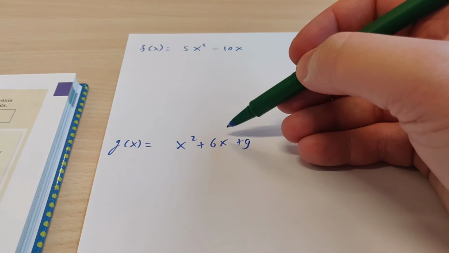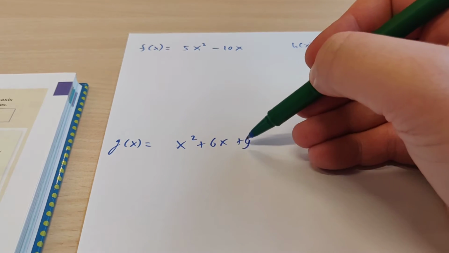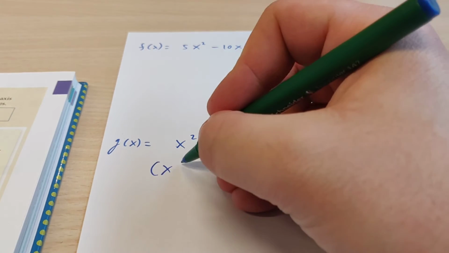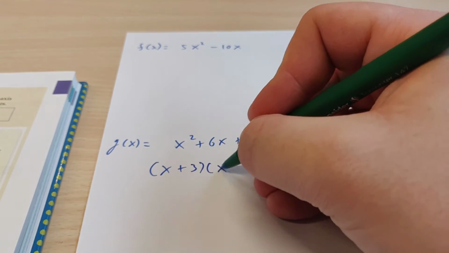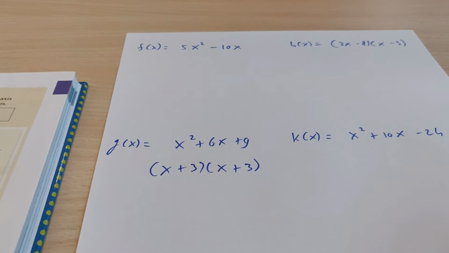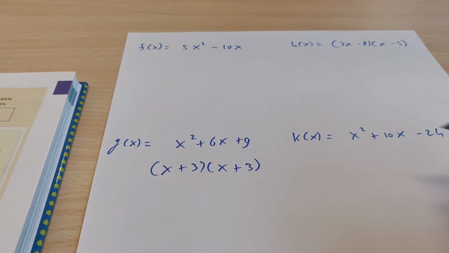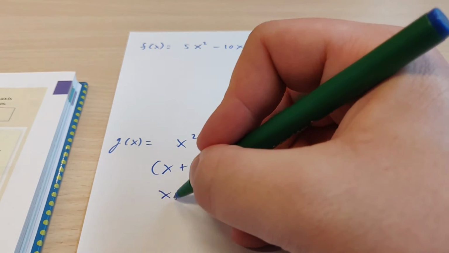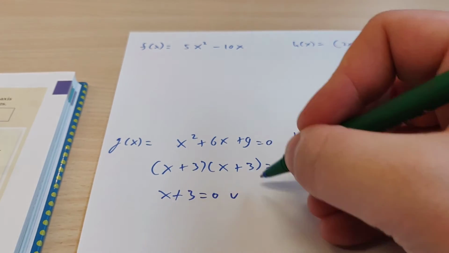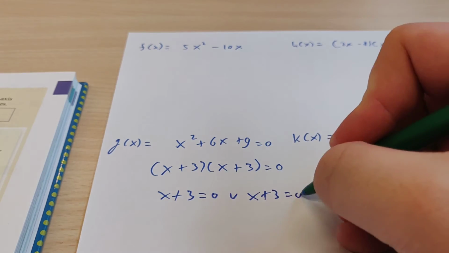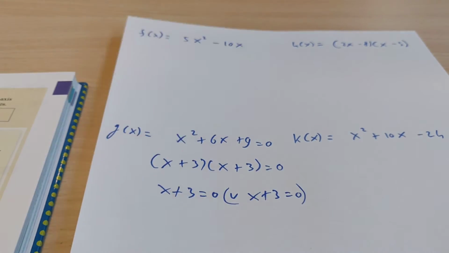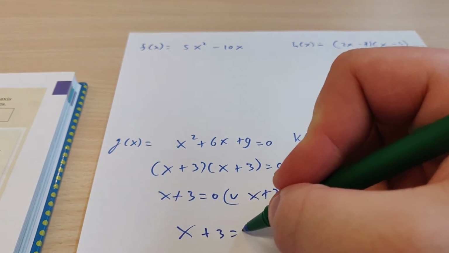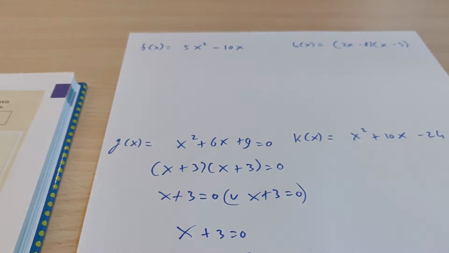If you want to use the product-sum method, you need to find two numbers. If you multiply them, you get 9, and when you add them, you get 6. So if you think about it, you should figure out it should be x plus 3 and x plus 3. Now if you want to calculate the x-intercepts, then this should equal 0. So that means that x plus 3 equals 0. This part here, you can actually leave away, because it's going to be the same answer anyway. So if x plus 3 equals 0, that means that x equals minus 3.